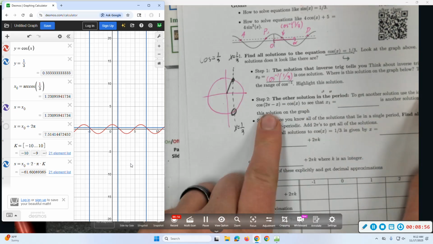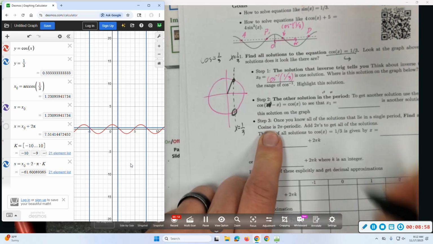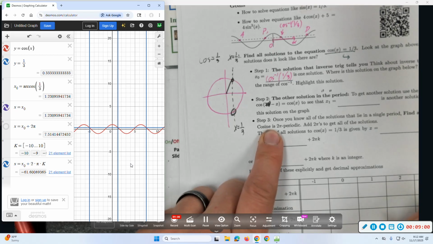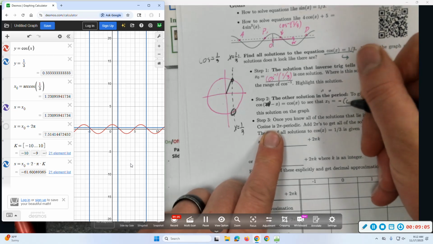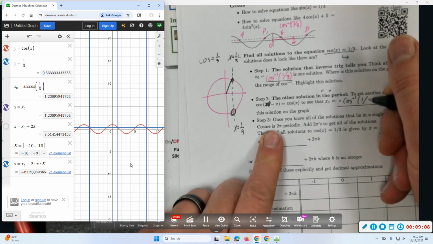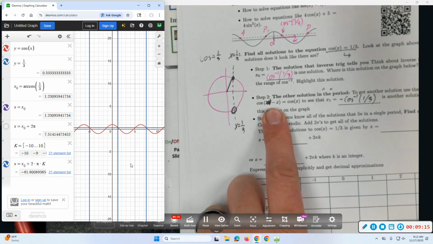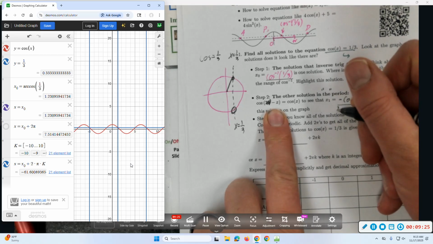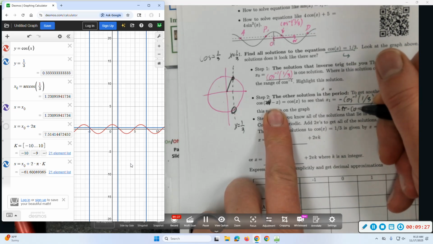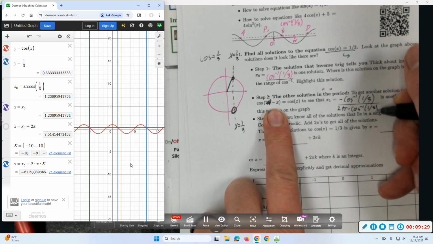To get another solution, let's use the identity that cosine of minus x is the same as cosine of x. So I just stick a negative sign in front of the solution that I found to get a new one: x1 equals negative cosine inverse of 1 over 3. You'll notice that what I originally did was use 2 pi minus x. What second solution would you get if you used that instead? You get 2 pi minus cosine inverse of 1 over 3.